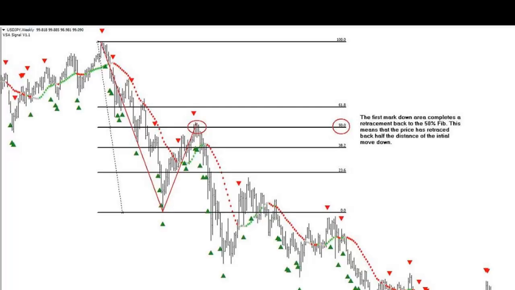We've identified that price has broken lower. It started the markdown phase. We need to be thinking short. We don't want to take any longs against the trend in this area. And we got a perfect retracement back here to the 50%.